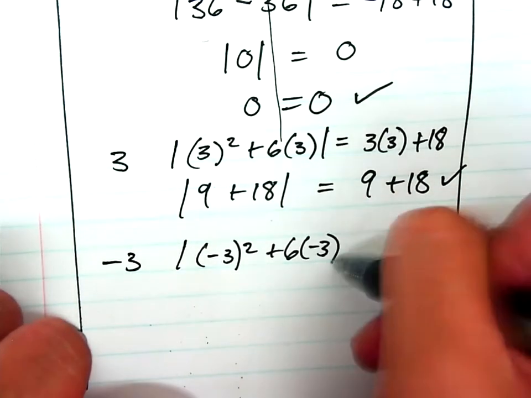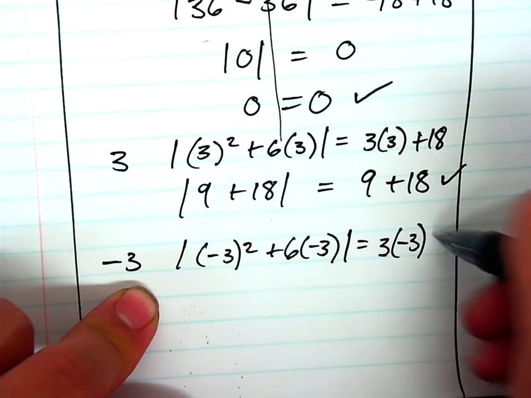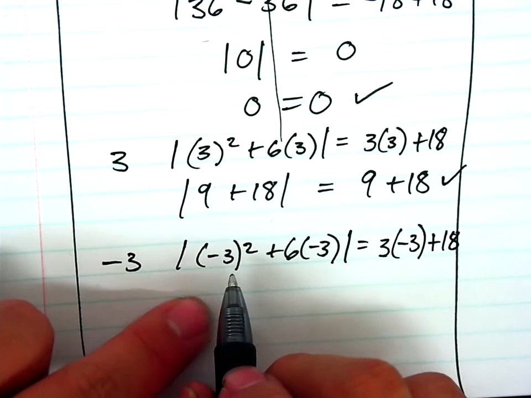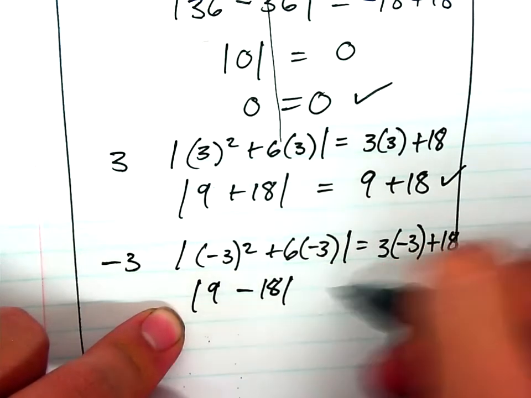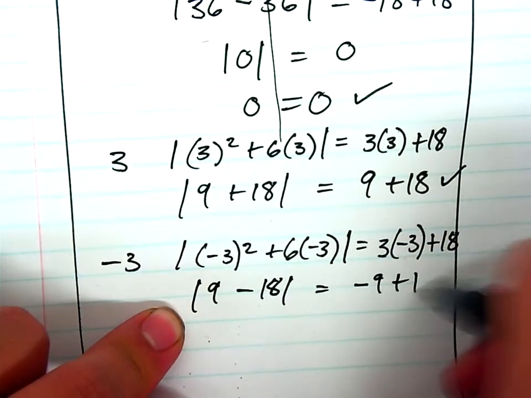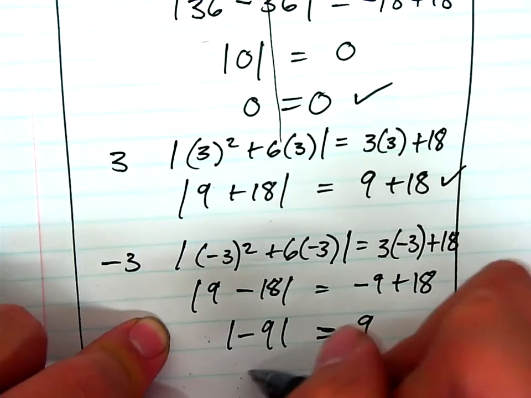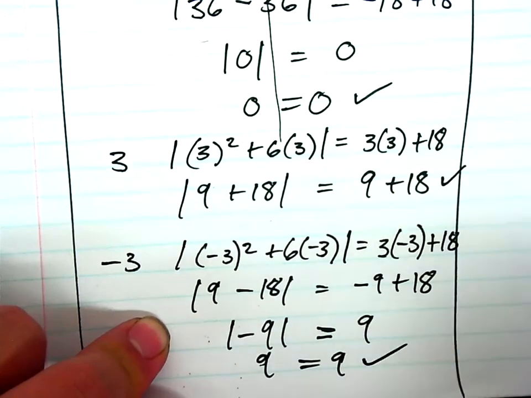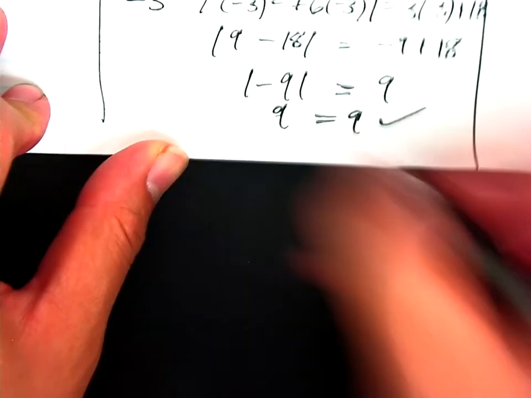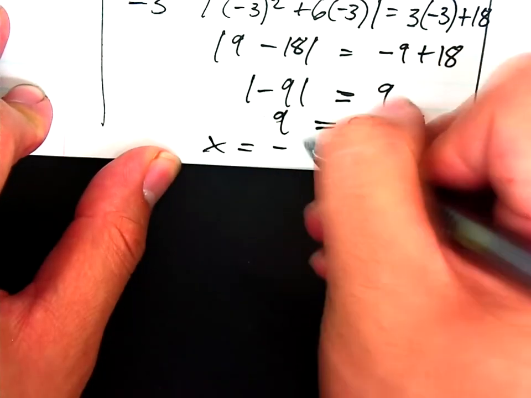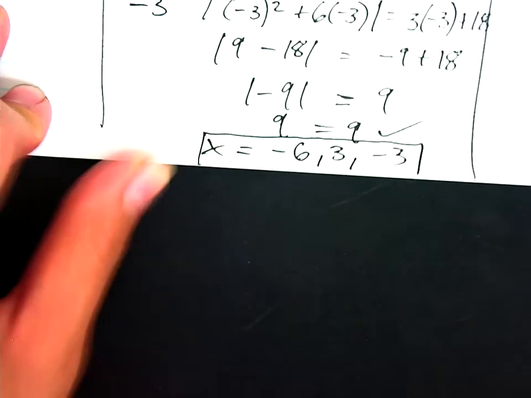Now looking at this, it might seem like it won't work out, but remember we're actually taking the absolute value. So negative 3 squared, that's going to be 9 minus 18, absolute value equals negative 9 plus 18. Absolute value of negative 9 equals 9, and 9 equals 9. All right, so all of these solutions did work out. We don't have any extraneous solutions once again. So my final answer will be x equals negative 6, 3, negative 3. Okay, so those are the answers for that one.